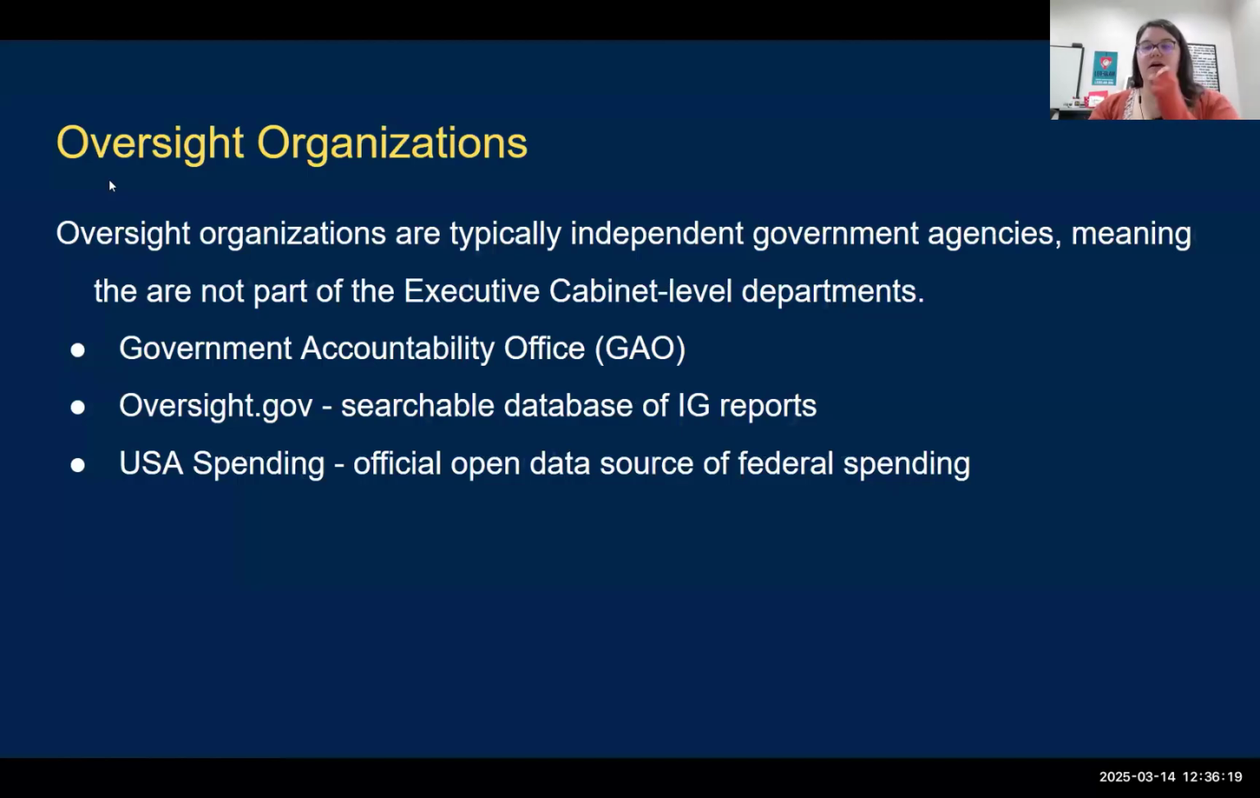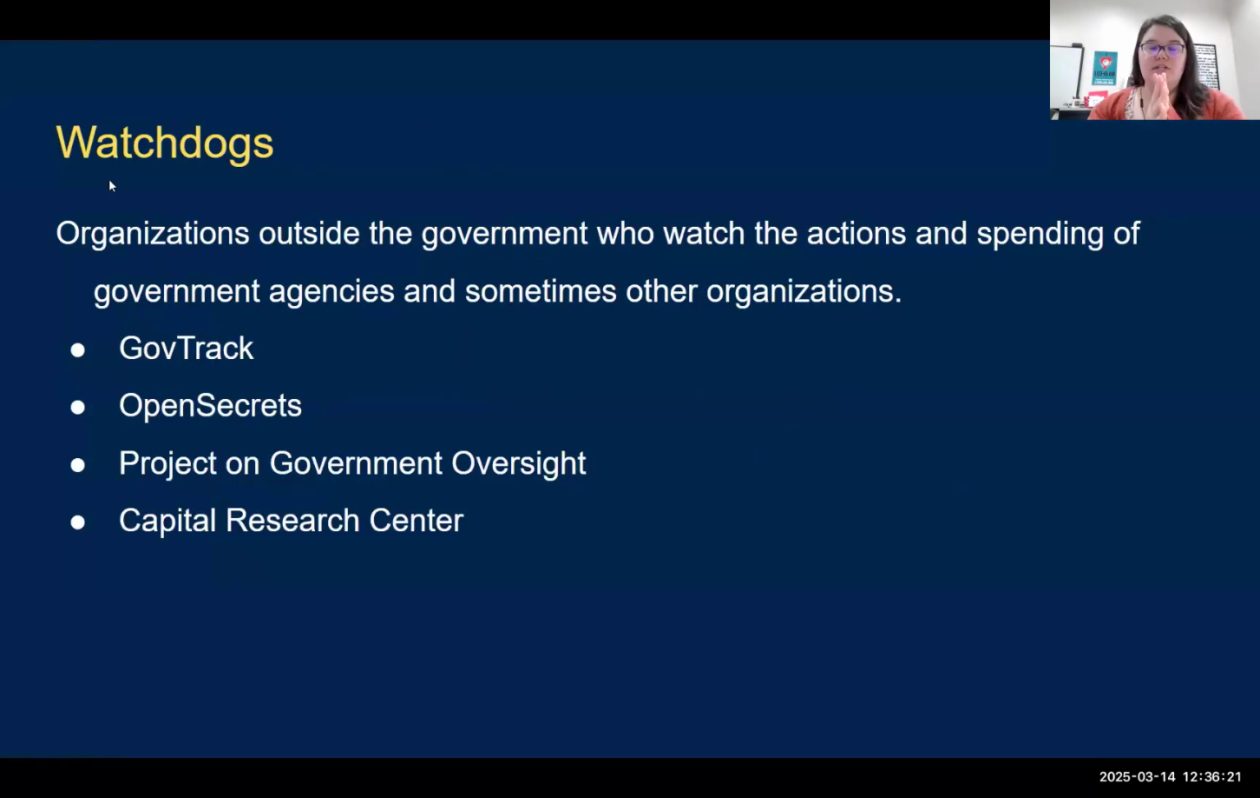All right, so watchdogs, as I mentioned earlier, sometimes have this expertise to look at this. We already looked at two examples of who's there. But these are organizations outside the government who watch the actions and spendings of government agencies and sometimes other organizations, right? And sometimes they could even be tracking bills or trying to track money that's sent in a way that is a little bit less obtuse than some of the government databases, right?